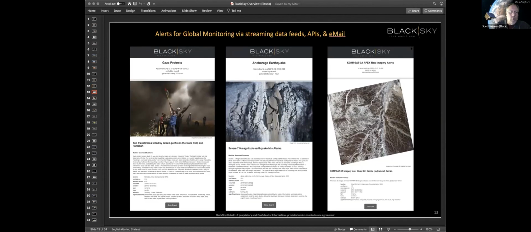Again, here's more alerts as they come in. So you can see things like alerts generated by news or social media. You can see alerts generated by environmental sensors. In this case, the earthquake that hit Alaska about 1.5 years ago. You can see imagery alerts. When was a new picture taken over a place that I care about?